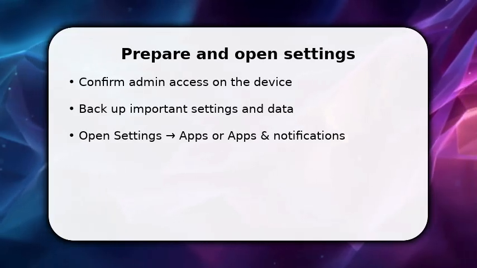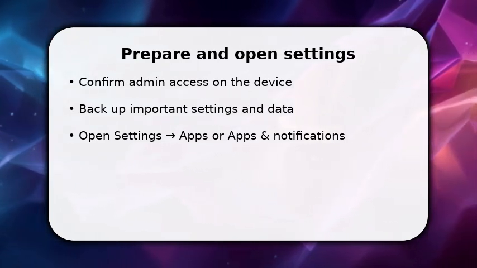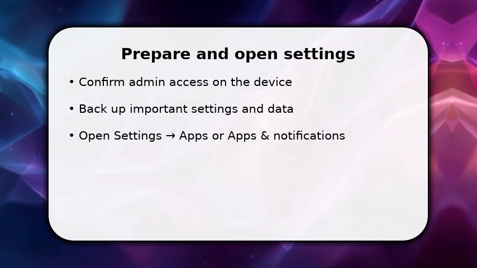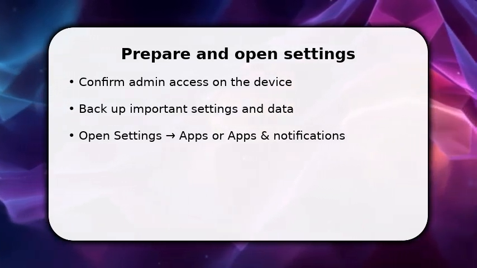You start by confirming you have admin rights and a current backup. This prevents accidental data loss. Once done, open Settings and go straight to Apps or Apps and Notifications so you can find Get Apps quickly.